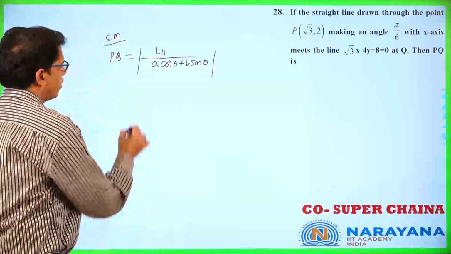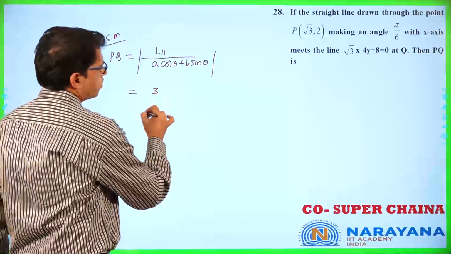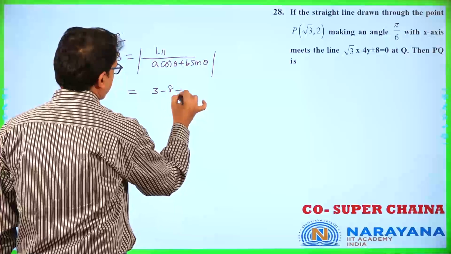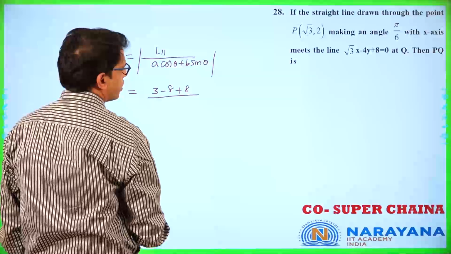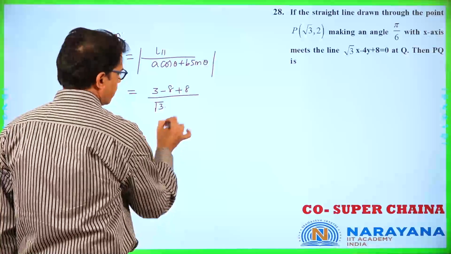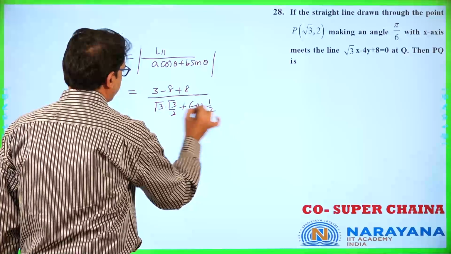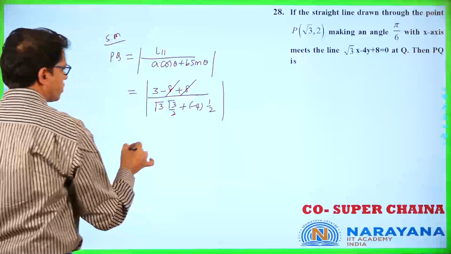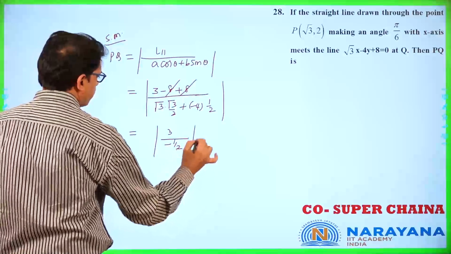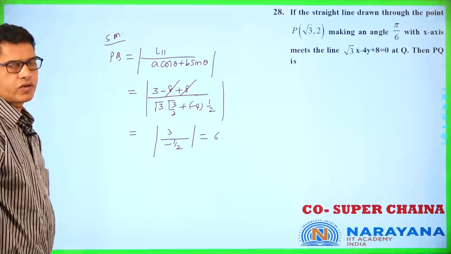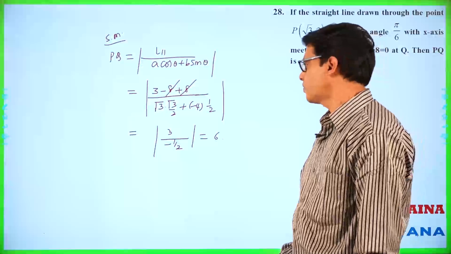This is a formula. If you apply the point root 3 into root 3, then minus 8 plus 8 upon a cos theta. So root 3 into cos 30, root 3 by 2, b value minus 4 into 1 by 2, 8 cancel out. That implies 3 upon 3 by 2 minus 4 by 2 minus 1 by 2, that equals 6. Okay, so this one is the short method, otherwise you can do it like that. Next one.